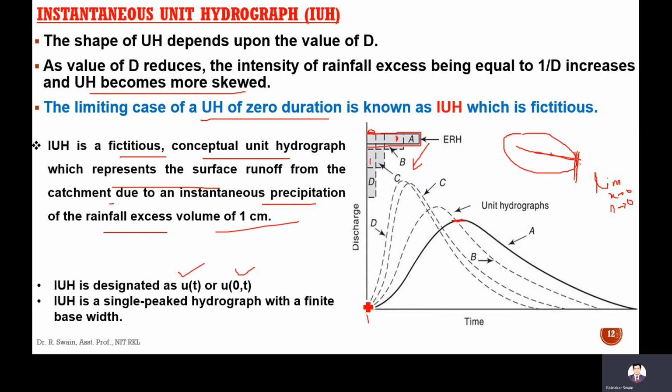For the instantaneous unit hydrograph, the peak increases and the base time decreases, and this peak is considered as U(t) or U(0,t). IUH is a single peaked hydrograph with finite base width. Base width is very low, but the peak will be very high.